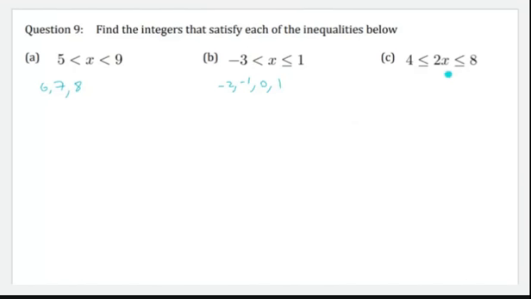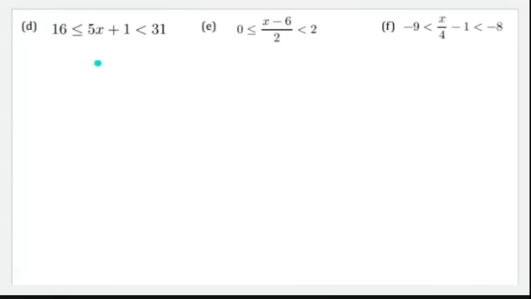Then the next one, before I can work it out, I'm actually just going to divide everything by 2. So I get 2 is less than or equal to x, which is less than or equal to 4, because I've divided everything by 2. And then I see here that I'm allowed to have 2, I'm allowed to have 3, and I'm allowed to have 4.